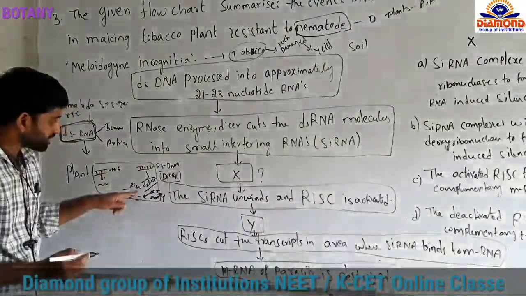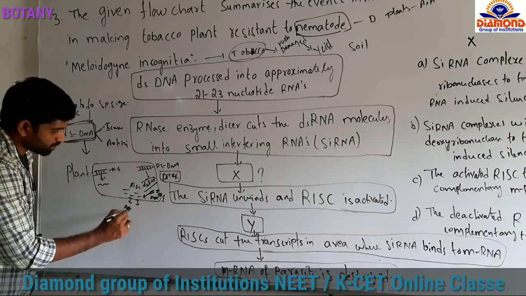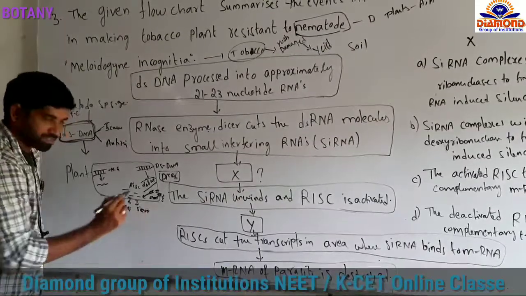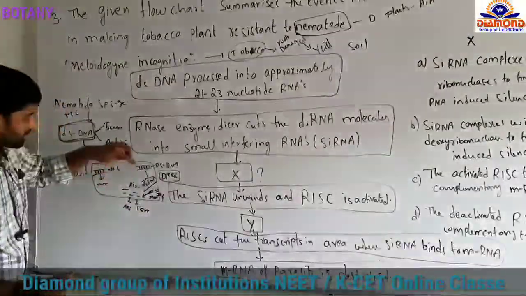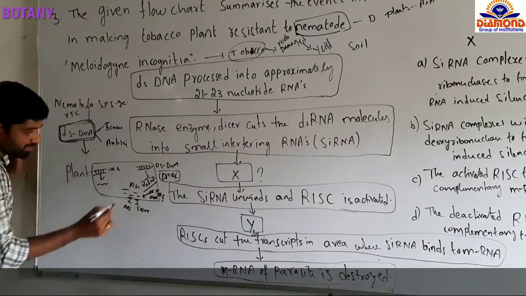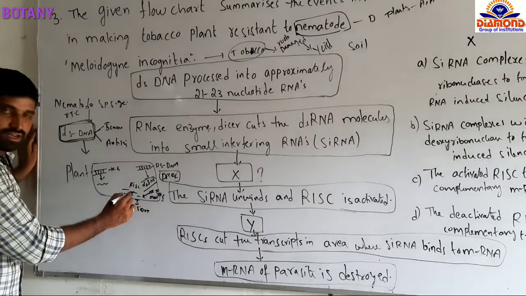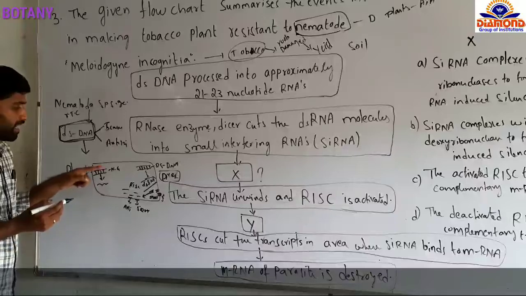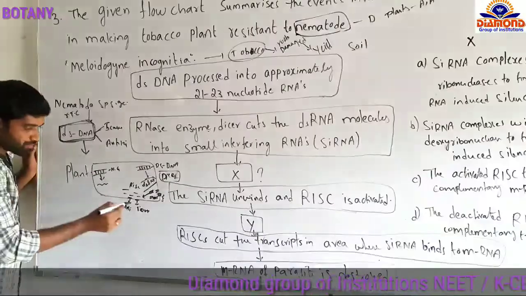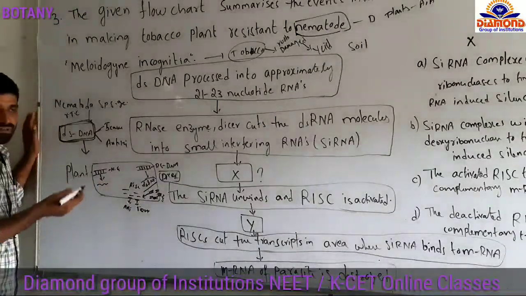Now the single-stranded RNAs will have both sense and antisense. You can imagine this as the antisense strand and this as the sense strand. So these are the RNA molecules, the sense and antisense RNA molecules, and those are complementary to the RNA of the nematode gene, the mRNA that was developed by the process of transcription. So this is complementary to the RNA of the nematode gene.